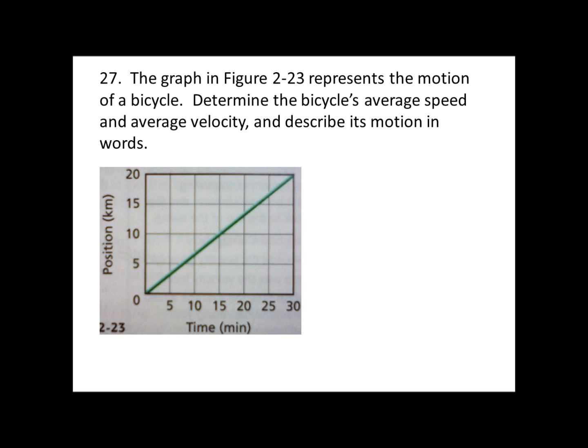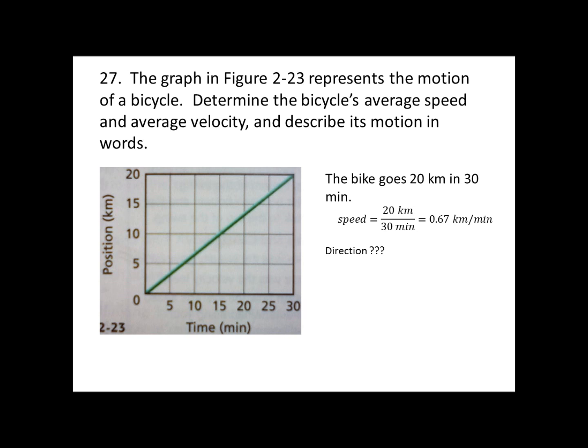Looking at the beginning of this position time graph, we see that the bike starts out at the origin, and then when we look at the end of the position time graph, the bike has gone 20 kilometers in 30 minutes. So we're going to use that in order to determine our speed. We'll take the 20 kilometers, divide by the 30 minutes, and get a speed of 0.67 kilometers per minute.